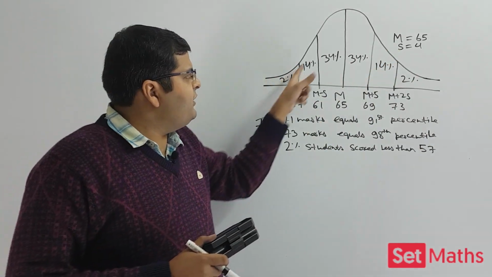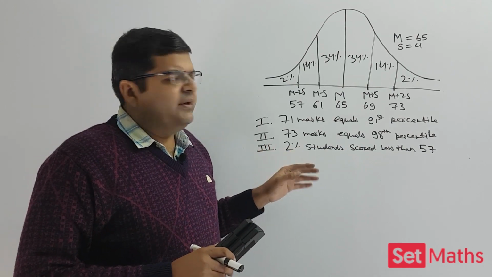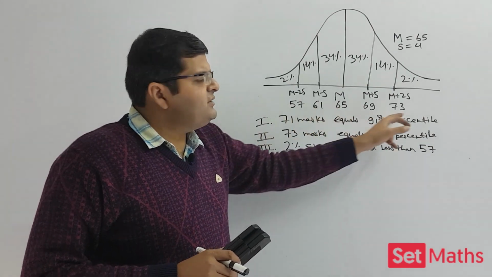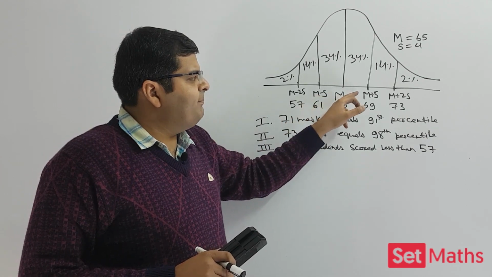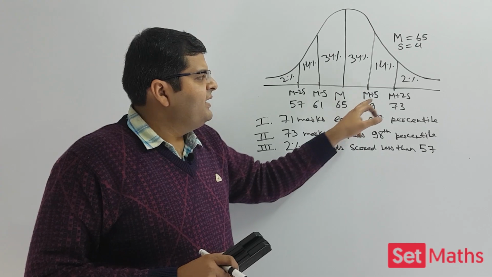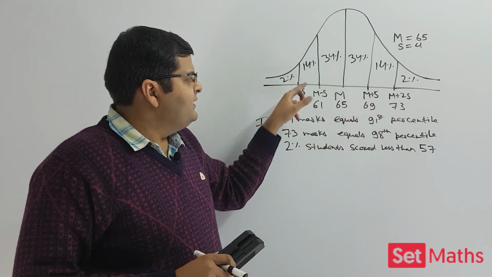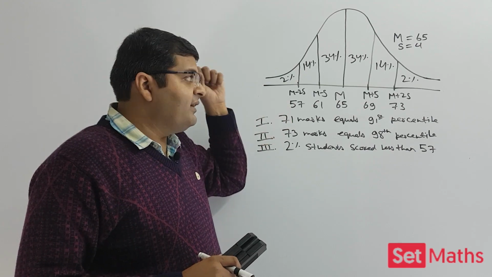So what we have done is we have plotted the normal distribution curve here, and we have written down these corresponding values with the curve. So M is 65, M plus S, which is mean plus 1 standard deviation, is 69, M plus 2S is 73, similarly M minus S is 61 and M minus 2S is 57.